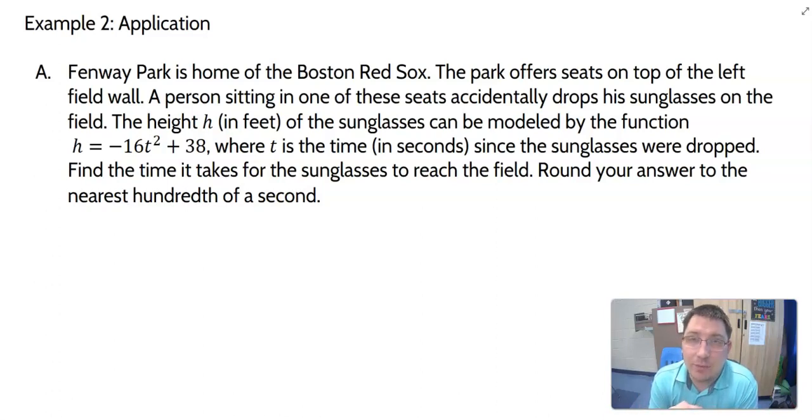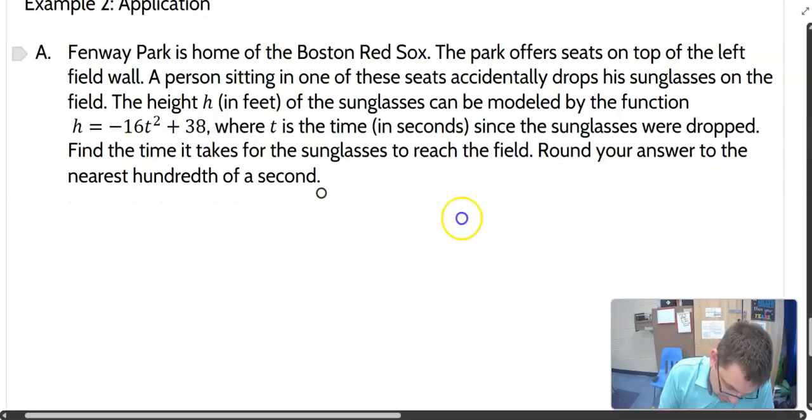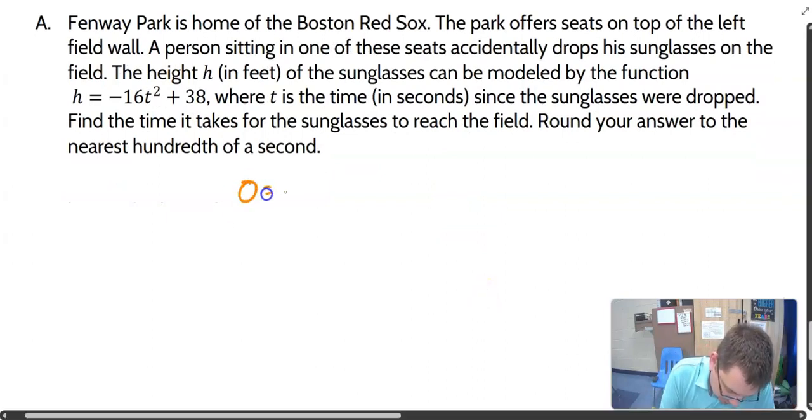Find the time it takes for the sunglasses to reach the field. Round your answer to the nearest hundredth of a second. And so, again, we're dealing with one of these problems like from section 1, where when it hits the ground, what's the height above the ground? Well, our h is going to be 0 in this case. So 0 is equal to negative 16t squared plus 38.